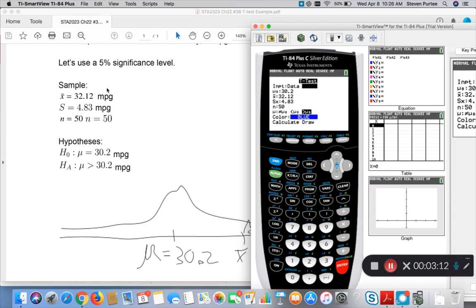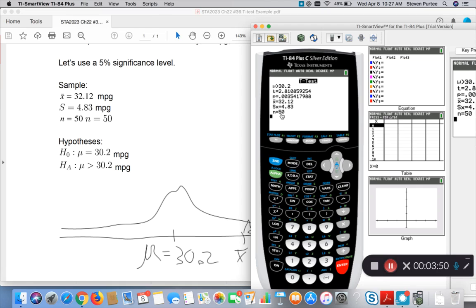Sometimes they'll give us all the data. Sometimes they'll give us the sample statistics. I don't have 50 pieces of data here. I know the stats, so I make sure stats is highlighted. And then I type in the stuff I know. My mu naught was 30.2. I type in my sample mean, my standard deviation, and N. Our alternative hypothesis, we wrote greater than, so we do greater than. And we hit calculate, and we're done.